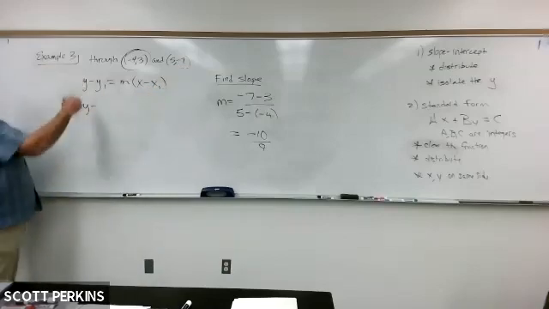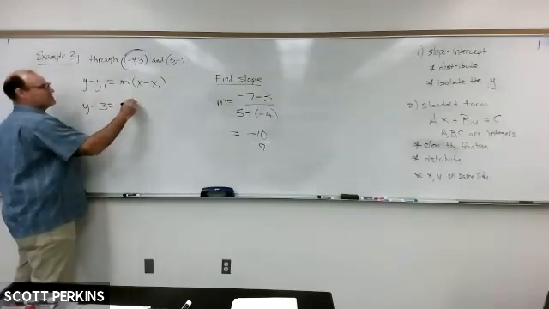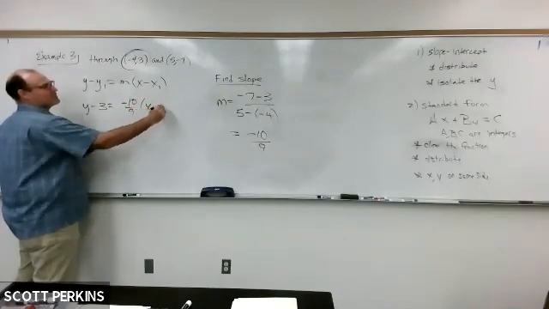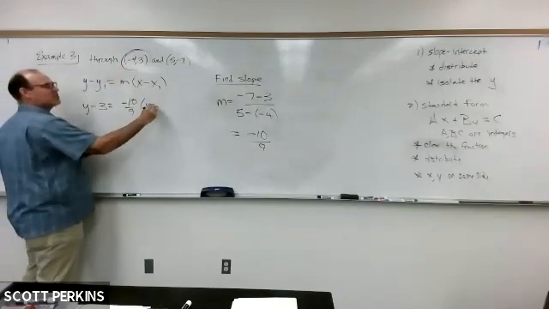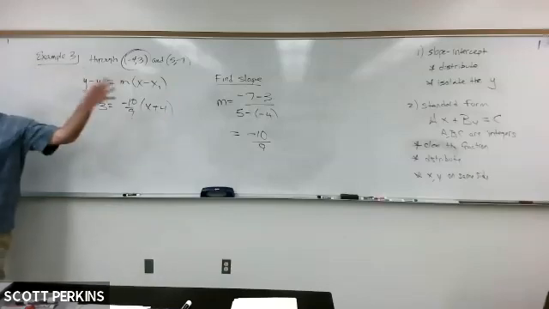All right, so negative 4, 3. So my y value is 3. My slope is negative 10 over 9. X minus the x value is negative 4, so that's x plus 4. At this point, it's the exact same problem we've done.